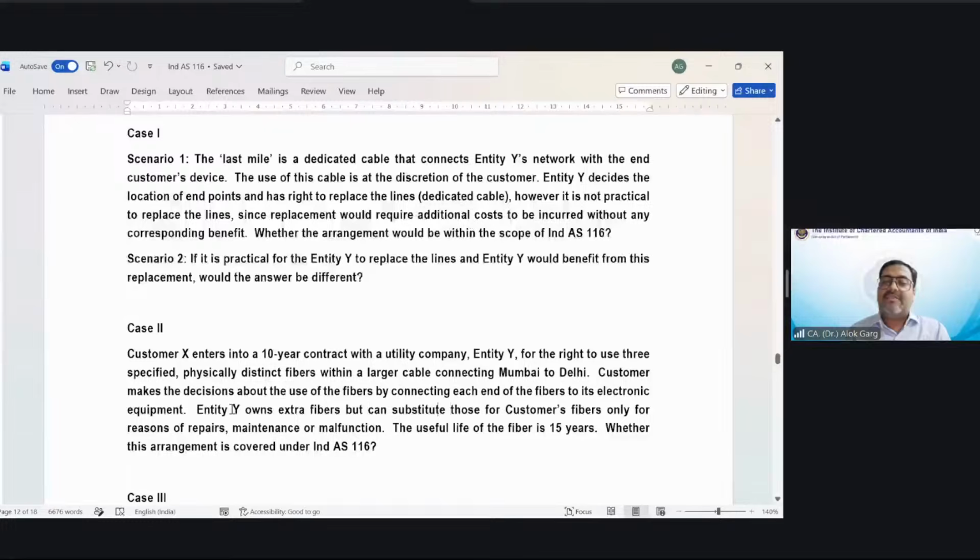Entity Y owns extra fiber but can substitute those for customer fiber only for reason of repair, maintenance and malfunction. So this lessor has a right to replace but only in case of any repair or damage. Means lessor does not have a substantive right to replace the asset. It is identified as physically distinct, and this customer has a right to control the use of the asset also. The life of the fiber is 15 years. Whether this arrangement is covered under Ind AS 116? Yes, it is an identified asset, and right to control the use of asset is lying with the lessee, right?